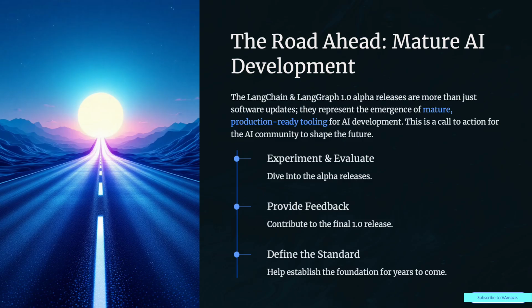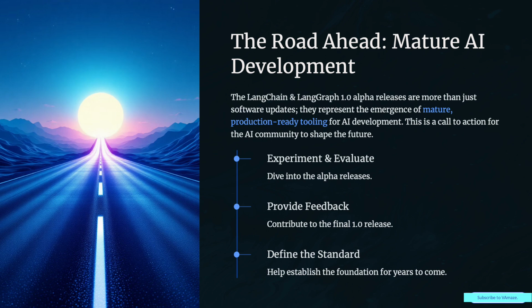The bigger picture, toward mature AI development. The LangChain and LangGraph 1.0 alpha releases represent more than just software updates. They signal the emergence of mature, production-ready tooling for AI development. By providing both low-level control and high-level abstractions, addressing vendor lock-in concerns, and prioritizing backward compatibility, these frameworks are helping to establish AI development as a mature engineering discipline.